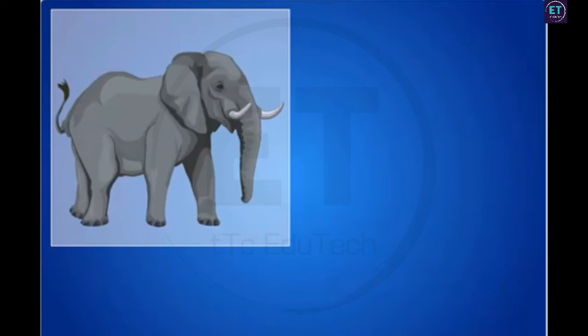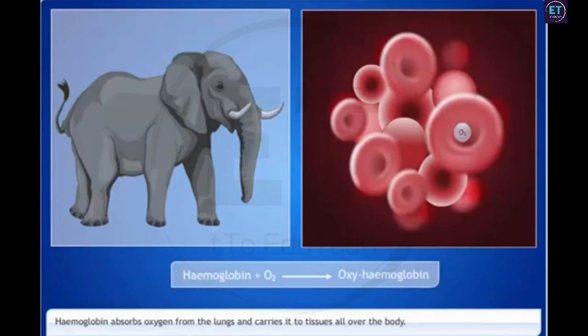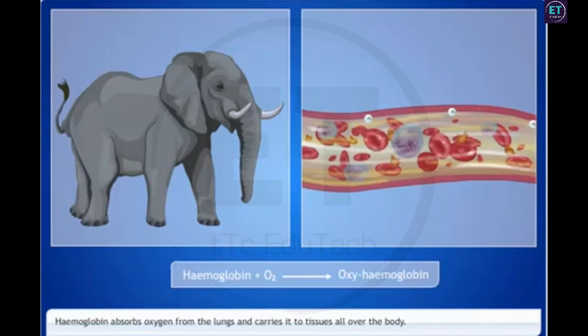It is difficult for oxygen to reach all parts of the body through diffusion in larger animals. Hemoglobin, a pigment present in red blood cells, binds with oxygen from the air in the lungs, forming oxyhemoglobin. Later, through oxyhemoglobin, oxygen is distributed to tissues all over the body.